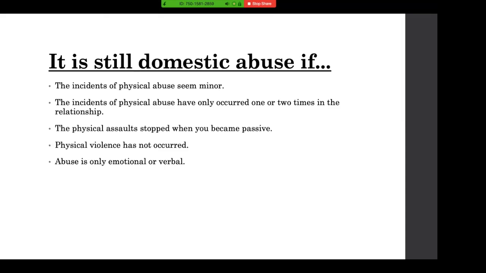The incidents that happen do not have to be major in order to be domestic abuse. The abuse does not have to be more than 1 or 2 times either. And abuse does not have to be simply physical or sexual. Verbal abuse can be extremely painful. The damaging effects from verbal abuse can be long-term.